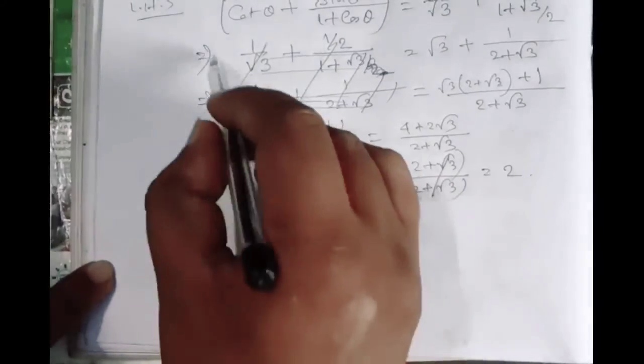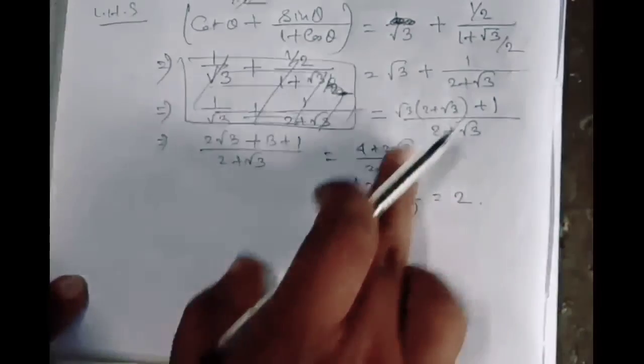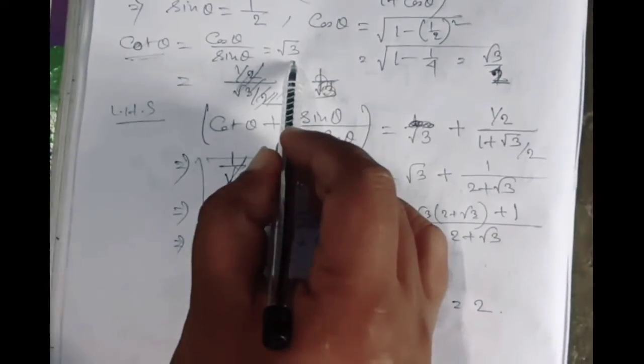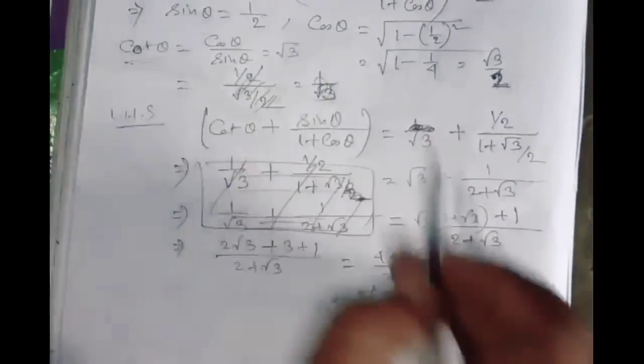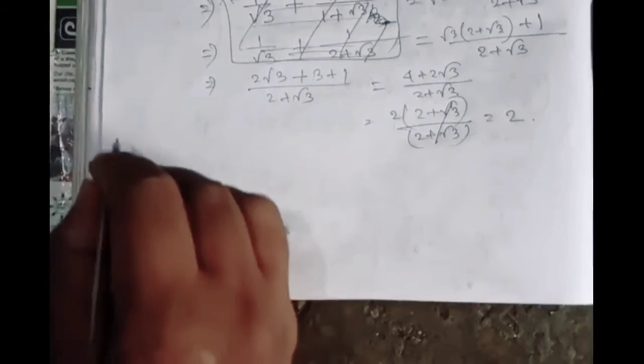Ignore the earlier error; this is the right calculation. Here cot theta is root 3, meaning cos theta by sin theta, and we put in the values and get the answer. Next, let's move to another question. Next, question number 10.